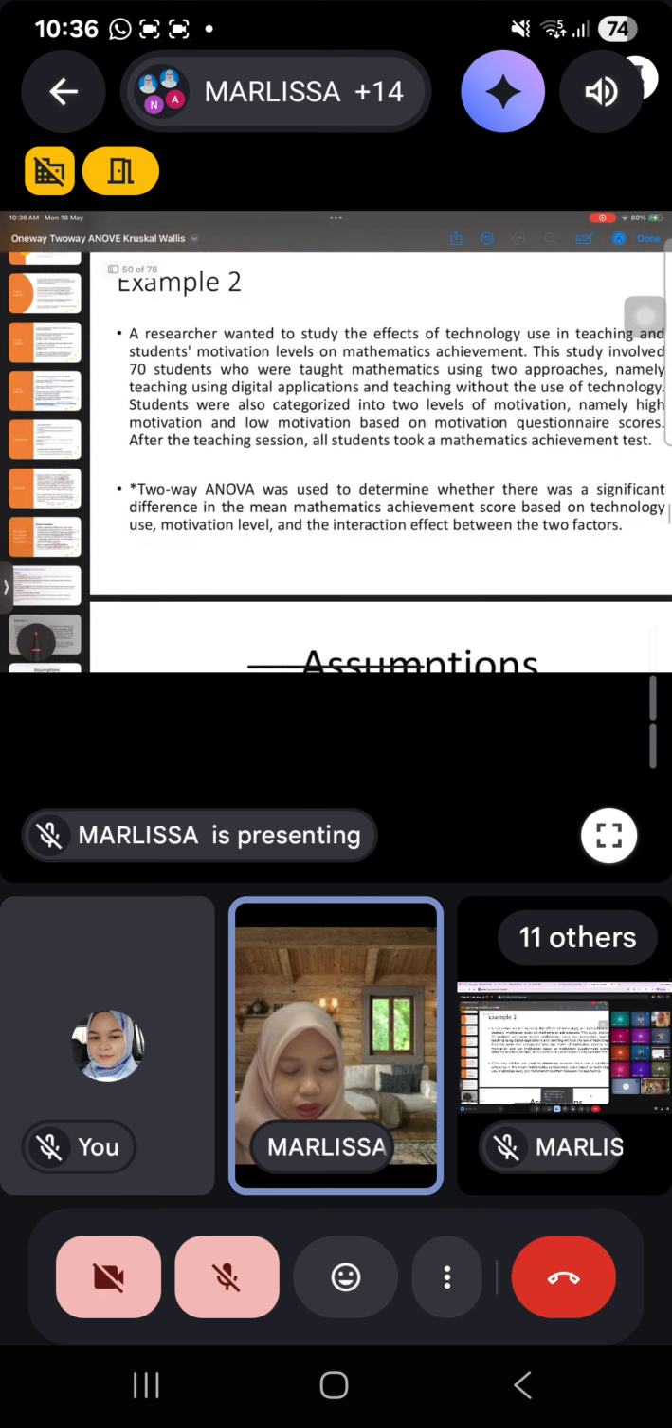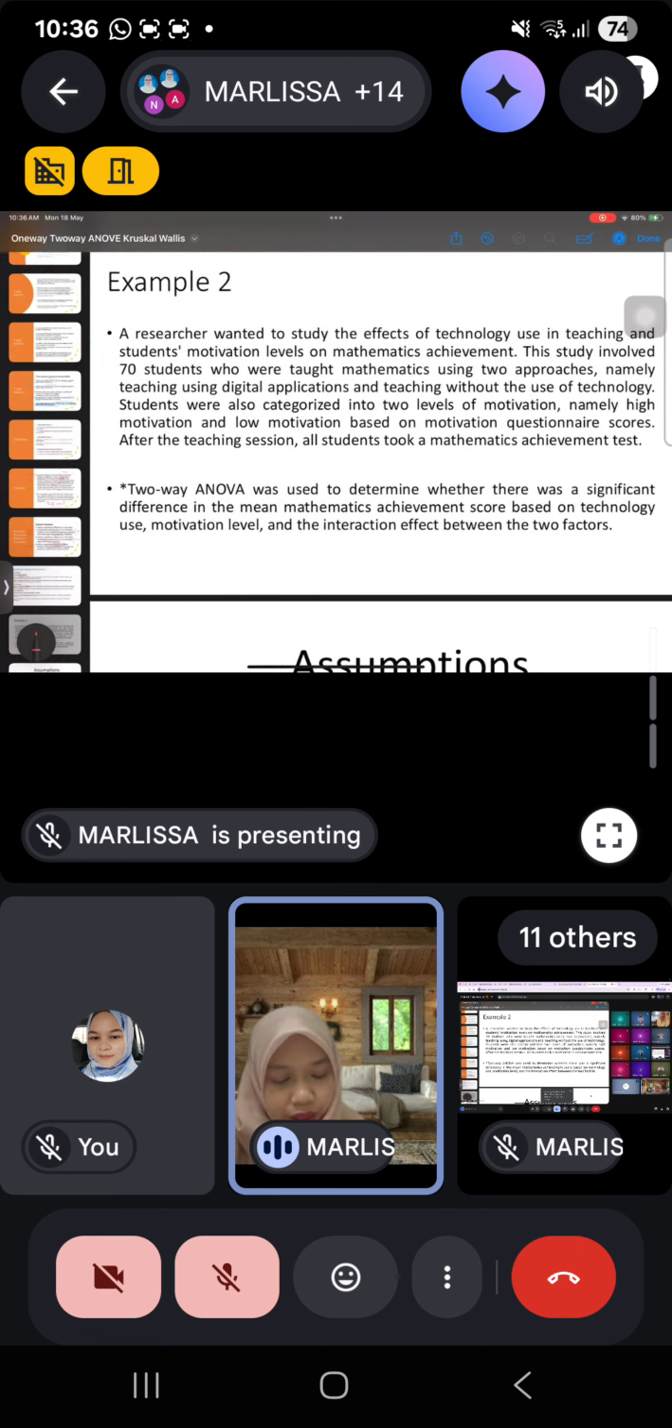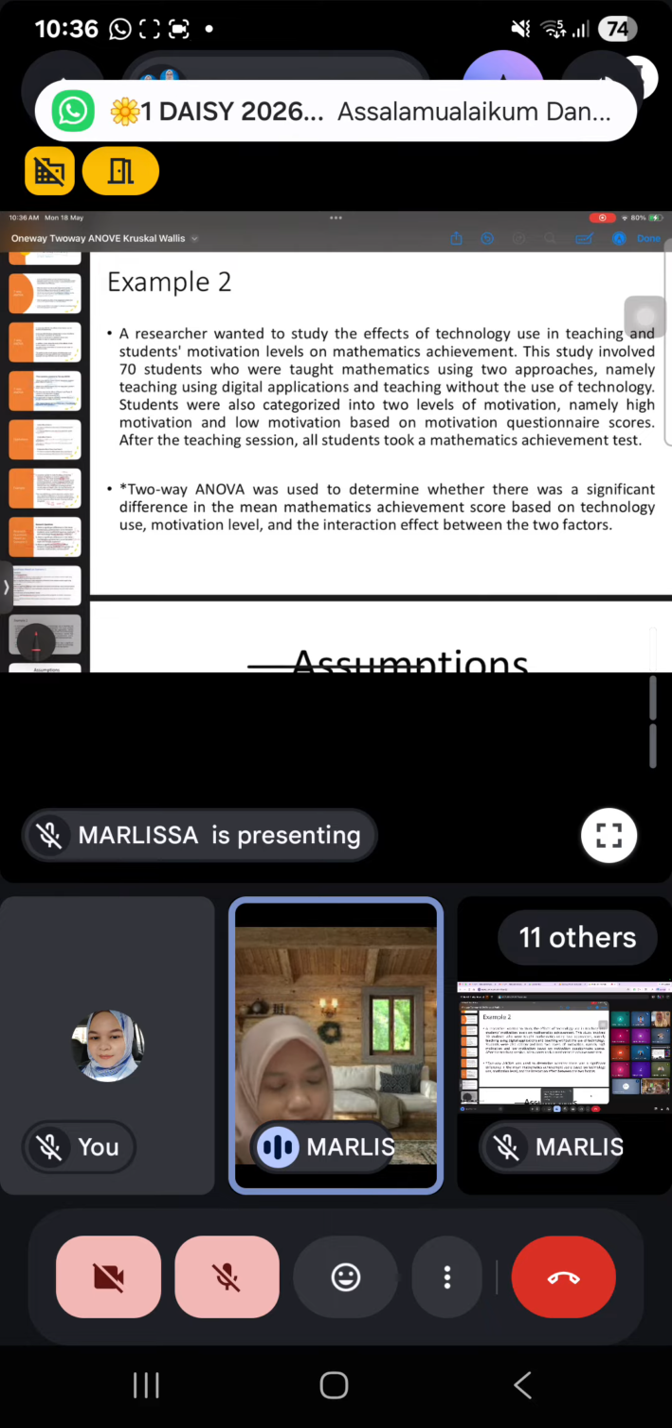So this is another example. Can you tell me what is the independent variable in this example?